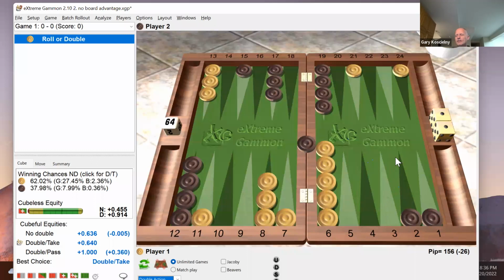Obviously the 5. If you just got a 5, 5-1, 5-2, or something like that, you would hit out here, and it would be better. But the main action here is getting the board together, more so, I think, than putting the extra checker back.